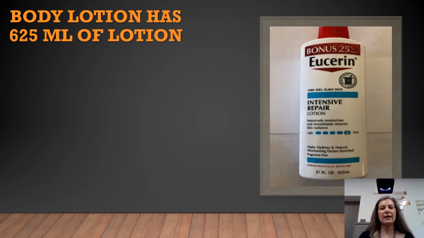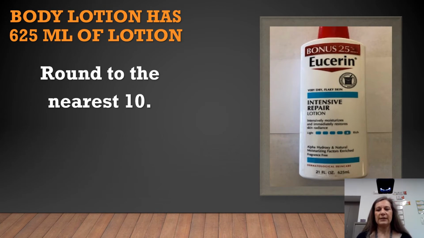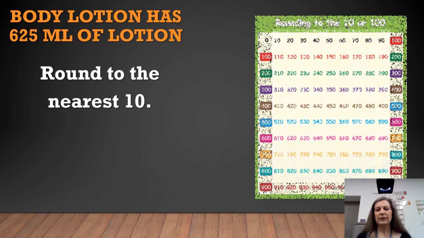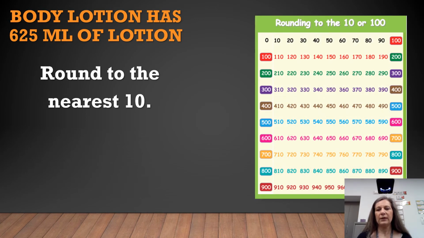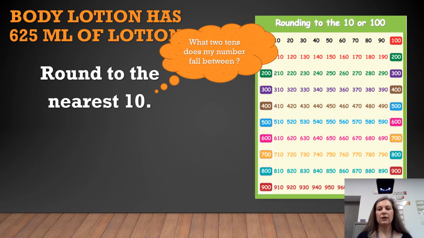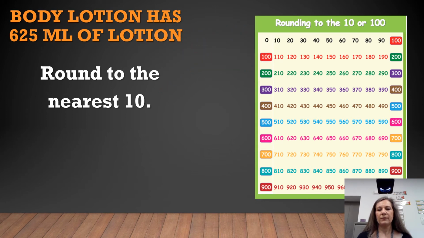Okay, so now let's take a bottle of body lotion that has 625 milliliters of lotion in it. What if we don't need to know exactly how much lotion is in there? We can round that amount to the nearest 10. So let's take our number chart. If we were going to determine where 625 is on our number chart, we would want to see what two tens this number falls between. So we look at our number chart and we can see that it's going to be between 620 and 630.